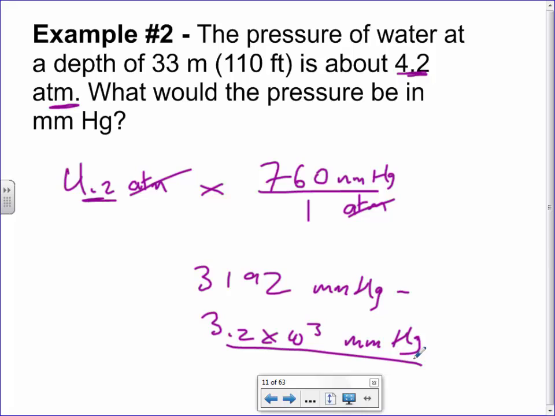In general, then, you probably wouldn't measure this in the units of millimeters of mercury because you would just choose another unit to work with instead. But if you had to, this is how you have to fix it.